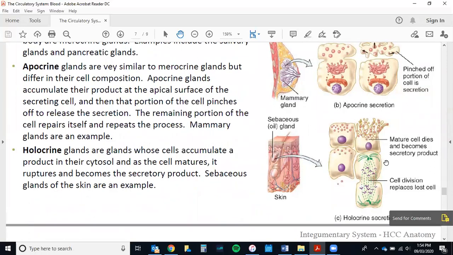Holocrine glands. We have holocrine sweat glands, no, we don't.